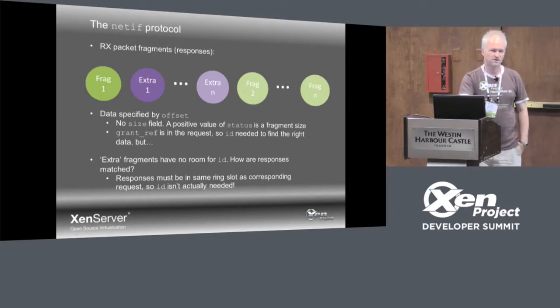The extra segments pose a slightly different problem, though, because like with the TX protocol, the ID of the request is echoed in the response. But again, the extra fragments don't have an ID in them. So how do you know which request they correspond to? Now, in this case, the request actually did have a grant reference in it. It is referencing some resource. The front end has to be able to free that off when the response comes, but it doesn't know where it is. So it actually turns out that in the receive ring, it is required by the protocol that responses must be in the same slot as the corresponding request. So the ID field is actually completely useless in the RX protocol.